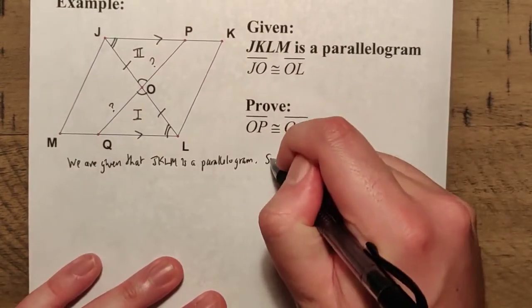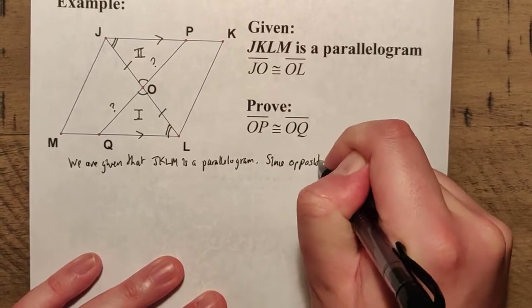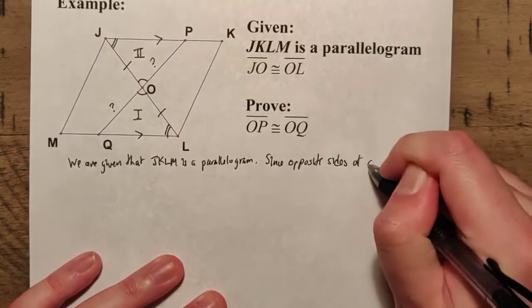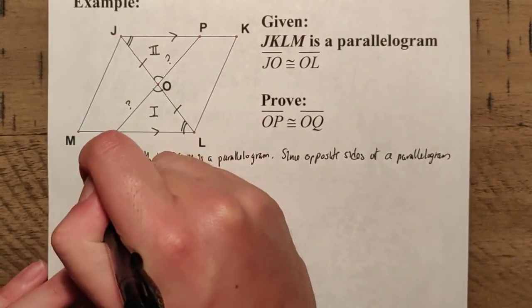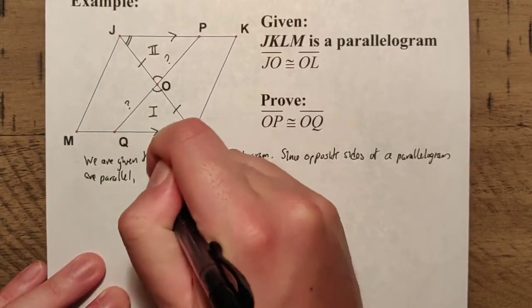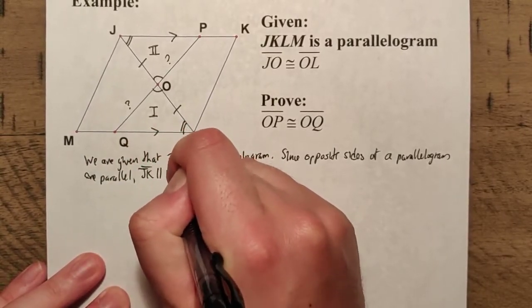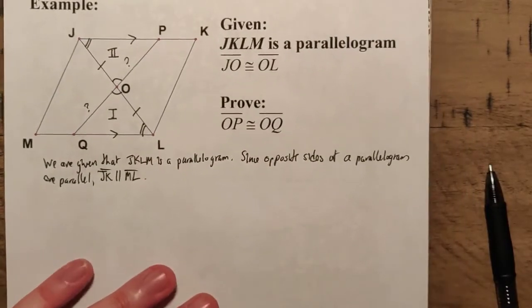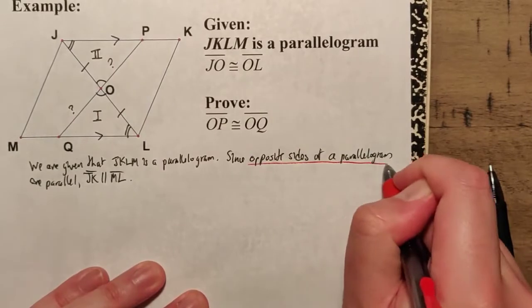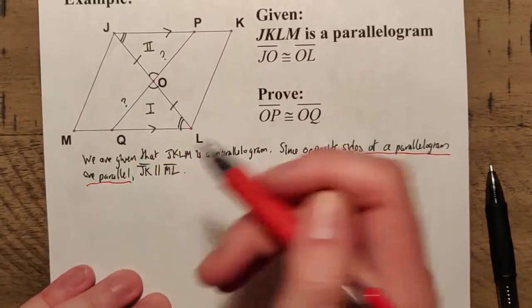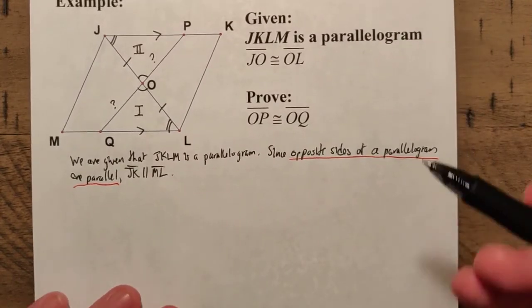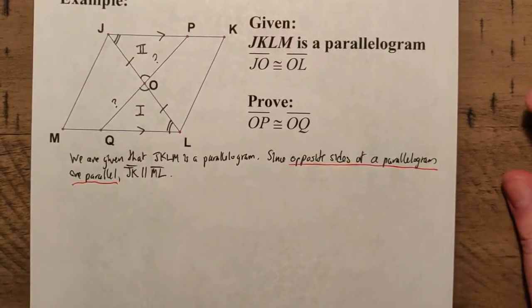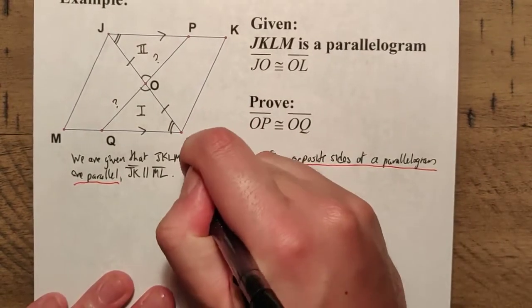So, we can say that since opposite sides of a parallelogram are parallel, we know JK is parallel to ML. So note here, ladies and gentlemen, that I'm going to write this out in red, so you can see that we have here opposite sides of a parallelogram are parallel. We want to make sure that whenever we state a specific thing about a parallelogram that helps us with our proof, we explain why that's the case. Opposite sides of a parallelogram are parallel. My apologies.